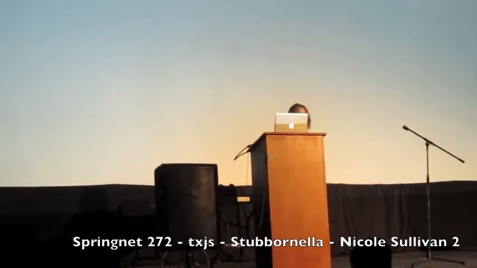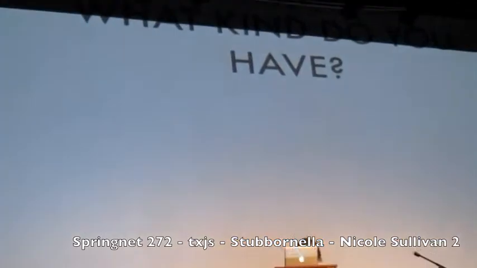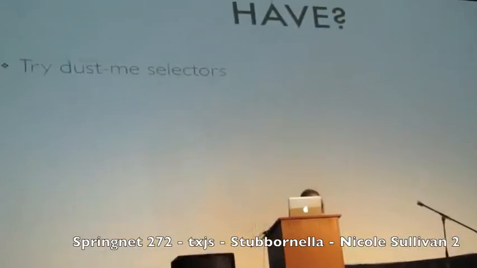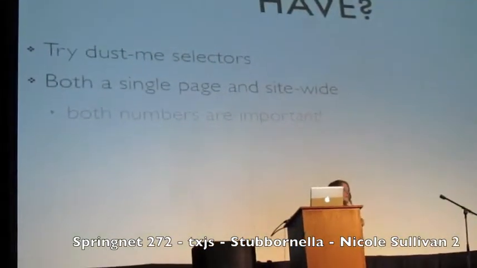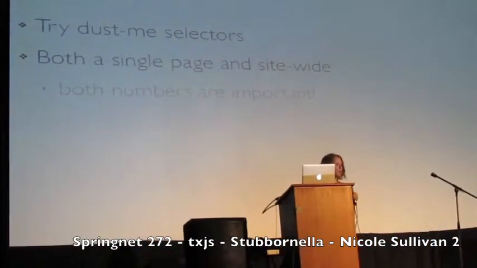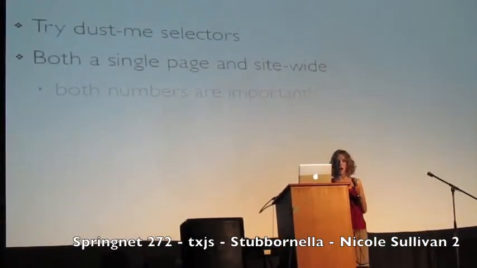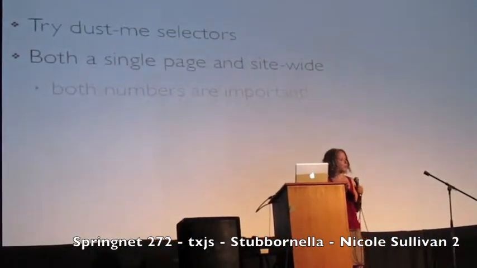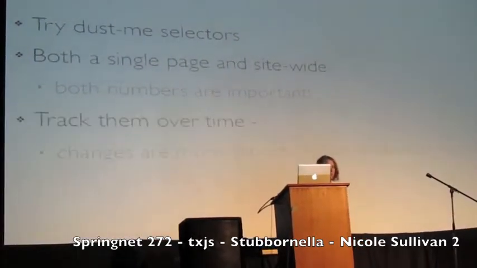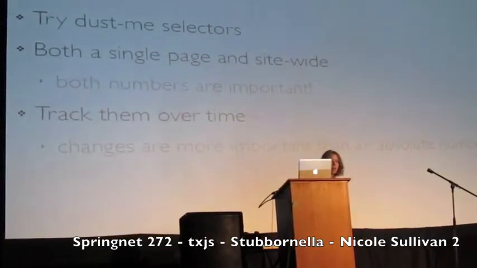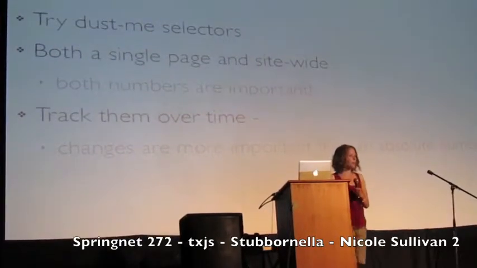So you have to figure out what kind of stale selectors you have. You can try Dust-Me Selectors. It's really important to use it on both a single page and site-wide. Both numbers are going to tell you something about what's going on in your site. You also want to track it over time.